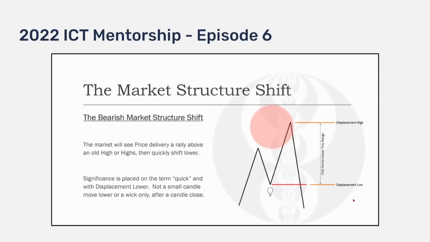So I hope this was helpful. Again, I'm just essentially repackaging what was taught in episode 6 of the ICT mentorship. I know I was certainly confused to begin with when trying to figure out if a market structure shift was valid or not. I got caught in a bunch of false moves, but really the key here to keep you out of bad trades is looking for that displacement.